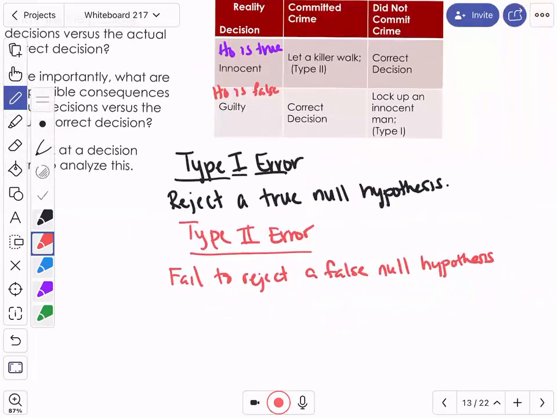And these 2 errors: type 1, the percentage of time we make a type 1 error, is when we set that alpha value. Type 1 error is really alpha. So if I say my alpha is 5%, that means I'm okay with locking up an innocent person 5% of the time, as long as the other times I get the amount of killers correct and the amount of innocent people correct as well. So 95% of the time I'm going to be right, but 5% of the time I'm going to lock up an innocent person. A type 2 error is called beta.